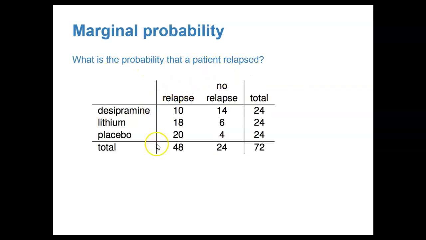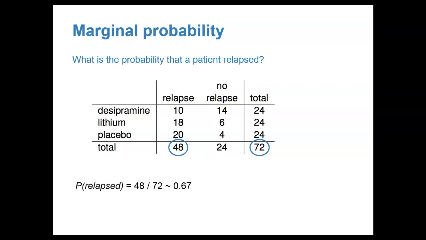Well, to find that, we take a look at the relapsed column of the table, and we go to the margin where we have these subtotals shown for relapse patients, no relapse patients, and then the total. That's why this is called a marginal probability, because we're looking at values on the margins. And we see the number of patients that relapsed is 48. And then, of course, that was out of a total of 72 patients.